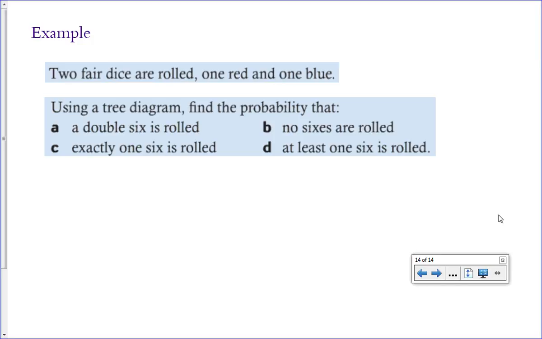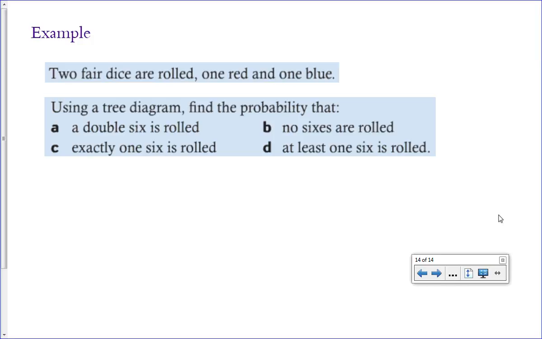But here we can do a 6 or not a 6. And the probability of obtaining a 6... actually, let me do the next branching first. So I should say after we roll the red dice, we're going to roll the blue dice. And again, we could obtain a 6 or not a 6.